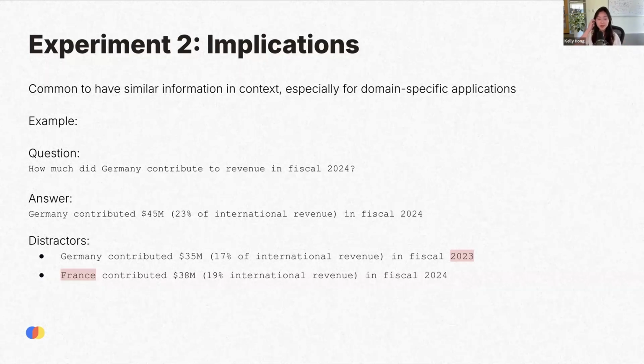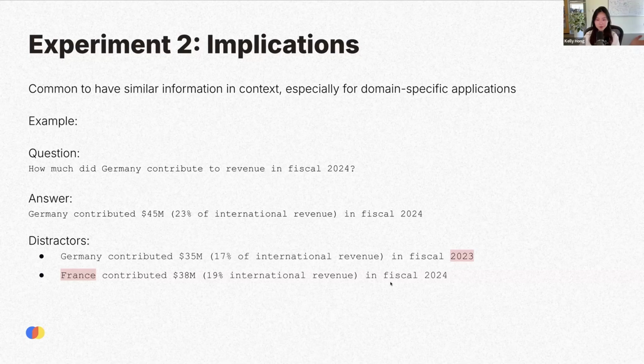I'll take the example of the financial report analysis again, where you might have a question that's asking something like, okay, how much did Germany contribute to revenue in fiscal 2024? And then you have an answer that says Germany contributed $45 million in fiscal 2024. And then you might have these following distractors. Germany contributed 35 million, but in fiscal 2023, or France contributed 38 million. Financial documents are a good example for this, because it's very common that you're going to have sentences that look almost exactly the same. Maybe the only difference is a name or numbers that appear.